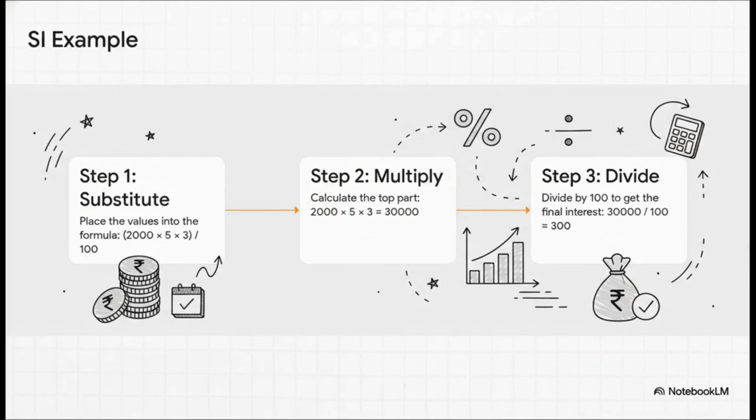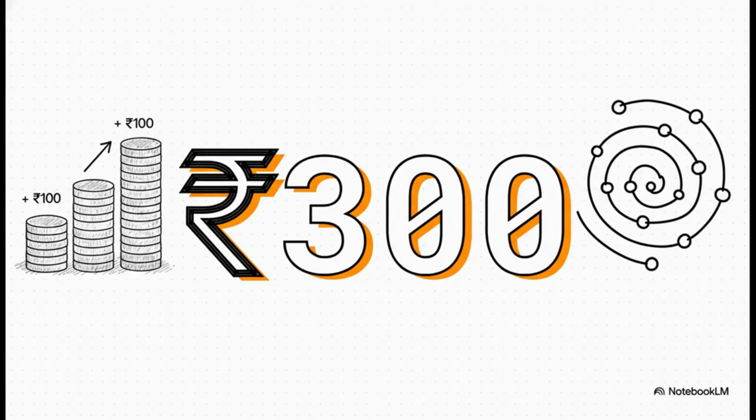Super easy. Let's actually walk through one. Let's say you've got 2,000 rupees, and you're getting a 5% annual rate for 3 years. We just plug those numbers right into the formula. 2,000 times 5 times 3, that gives us 30,000. Then we just divide that by 100, and we should get our answer. And there it is, 300 rupees. That's the total interest you've made over those 3 years. Simple enough, right? Your money grew by the exact same amount each year.